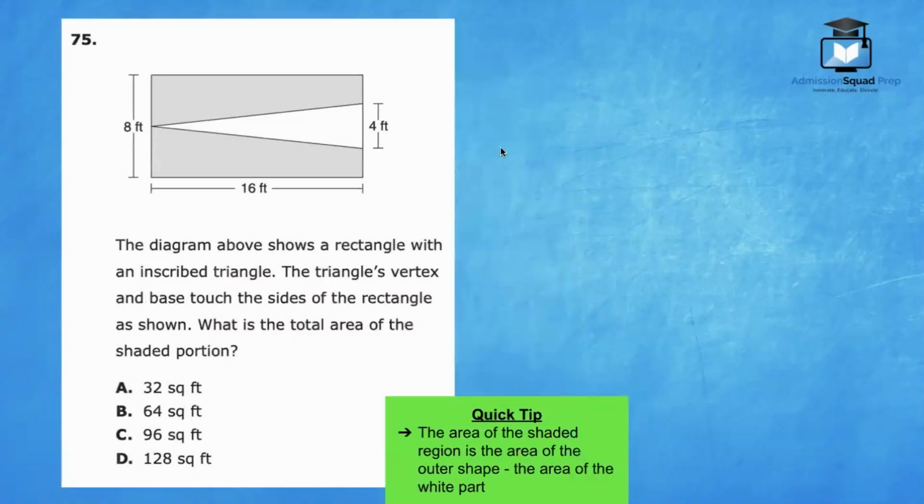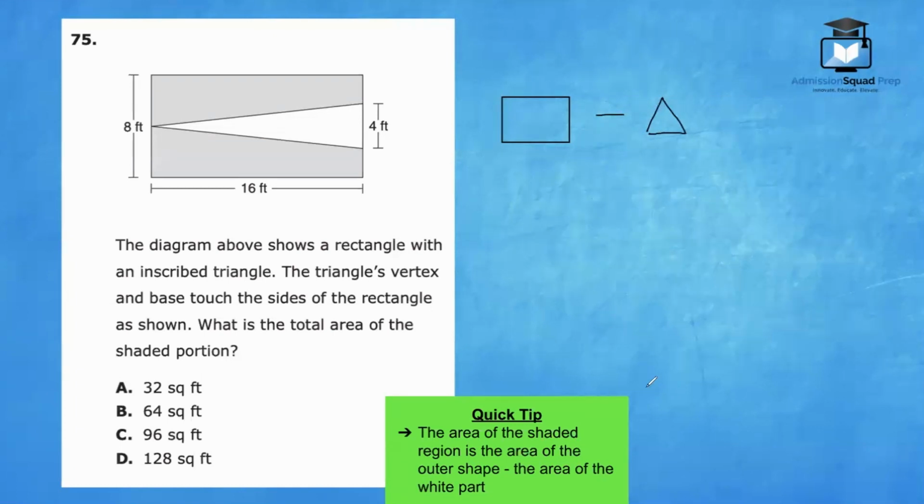Number 75. The diagram above shows a rectangle with an inscribed triangle. The triangle's vertex and base touch the sides of the rectangle as shown. What is the total area of the shaded portion? Remember, the area of the shaded region is the area of the outer shape minus the area of the white part. In our case, the outer shape is a rectangle and the white part is a triangle. We will subtract the areas of these shapes.